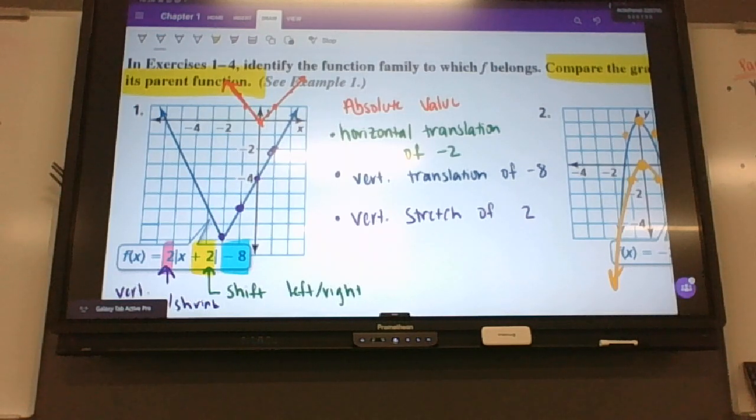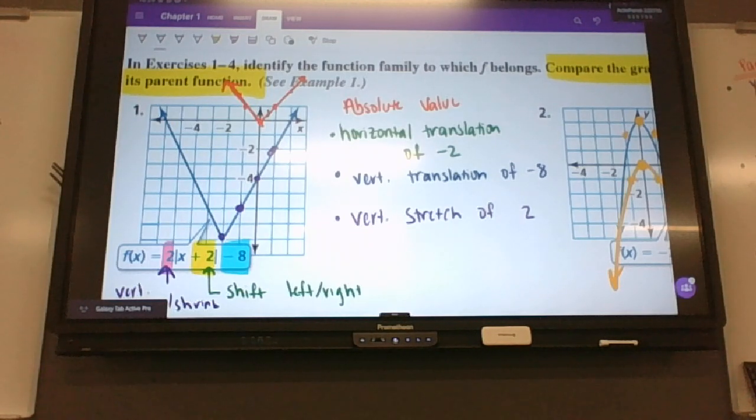All of them in the whole slew of function families, not just the 4 we have. If there's a number in front, we identify it as A. If there's a number in parentheses or brackets, we identify it as H. And if there's a number at the end, we identify it as K. And they all affect the graphs the same. Okay? The A value in the front, if it's negative, will create a reflection. If it's more than 1, it'll cause a stretch. And if it's less than 1, it'll cause a shrink.